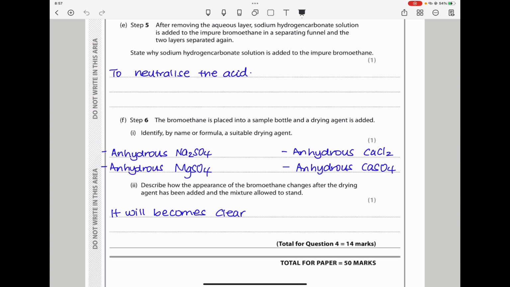And finally, describe how the appearance of the bromoethane changes after the drying agent has been added and the mixture allowed to stand. When water is present in an organic compound, usually it's going to be cloudy. However, when water is removed, that is going to turn clear. So I said it becomes clear. So this brings us to the end of question 4 as well as to the end of this paper.